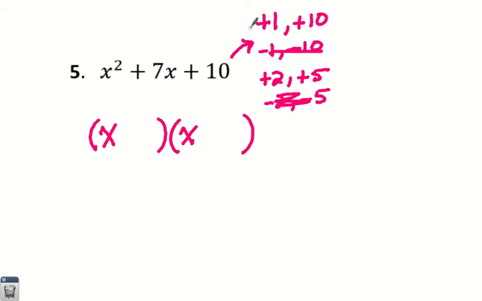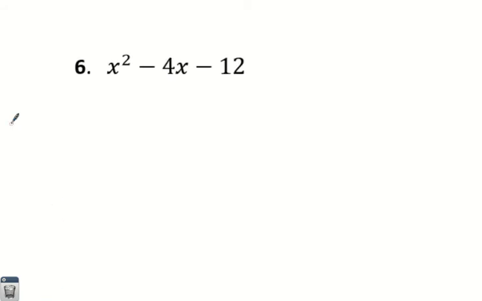I mean, very quickly you can see that it ends up being positive 2 and positive 5, which you could have put in the other order. Like you could have put the plus 5 here and the plus 2 here. Doesn't matter. And you could always double check. If you were to FOIL these back together, would you end up getting x squared plus 7x plus 10? And you would, and that's a way to double check.